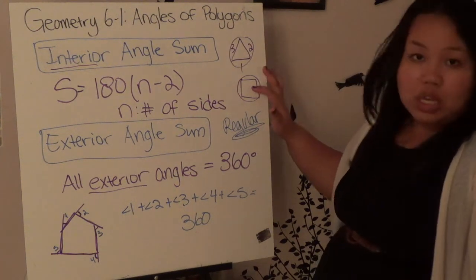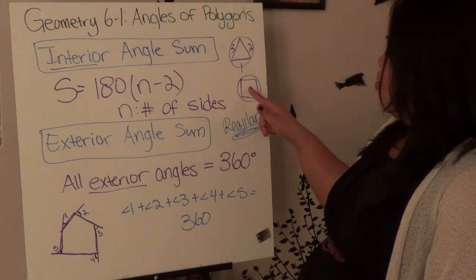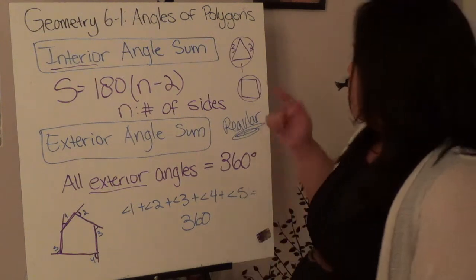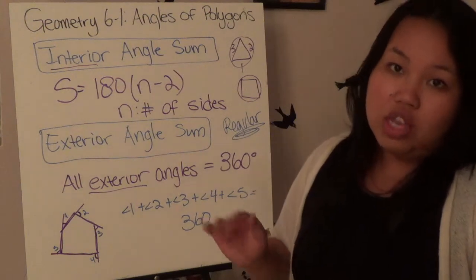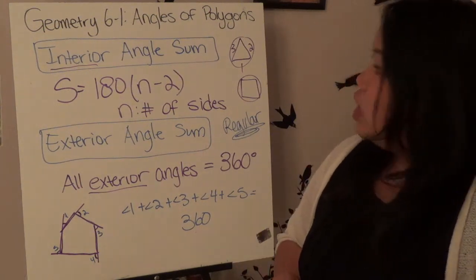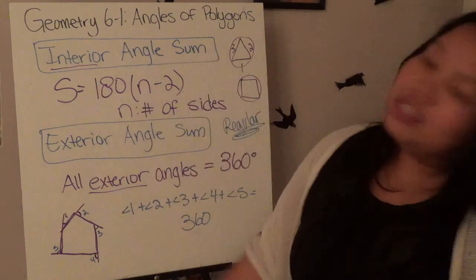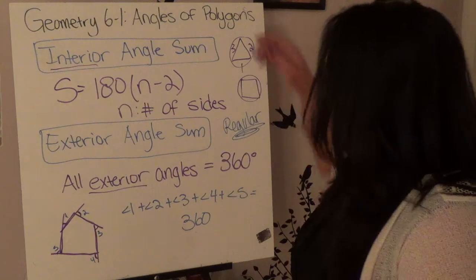For this one, it's 360 degrees, okay? And I can divide that by 4, and it gives me 90. So anytime I have the term regular, it just means all the sides and all the angles are equal to each other. Okay, that's a key word that you should remember. So go ahead and do your vocabulary, pause it and write this down, and we have one example that we're going to go through.